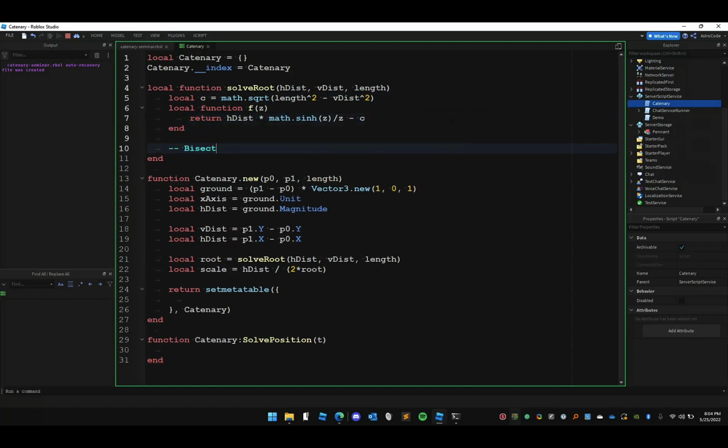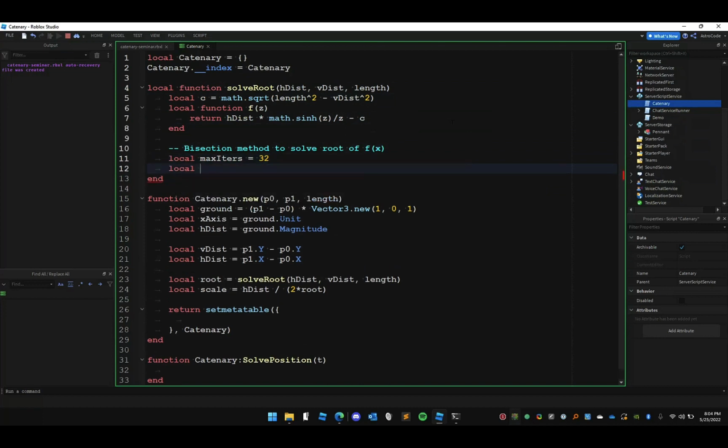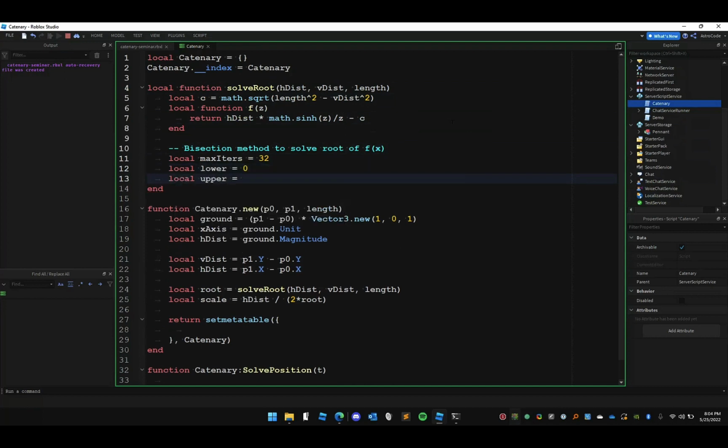And so now we're going to perform the bisection method. Let's define some maximum amount of iterations. I just arbitrarily chose 32. And then for the lower bound, we said that the lower bound was 0 because we know the function is always going to be negative at 0. And then the upper bound is, this is when we kind of went off the rails and we did a Taylor expansion, and then we solved for the upper bound on the Taylor expansion.